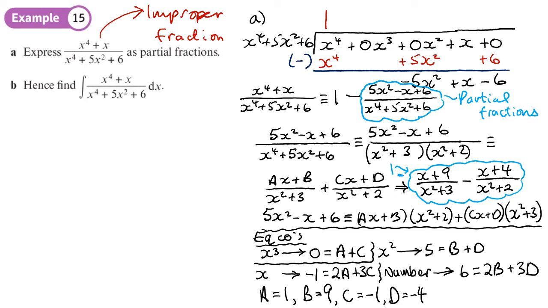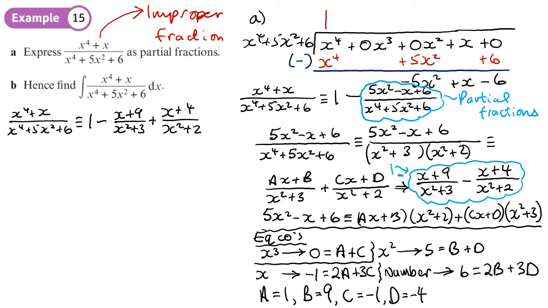So let's finish it off over here. x to the power 4 plus x over x to the power 4 plus 5x squared plus 6 can be written as 1 minus all of this. So I suppose I could write it as 1 minus (x plus 9) over (x squared plus 3), and then plus, because I'm going to be minusing that negative, (x plus 4) over (x squared plus 2).